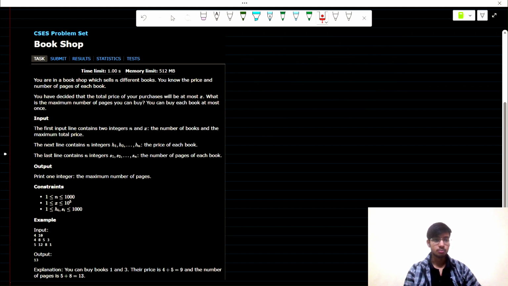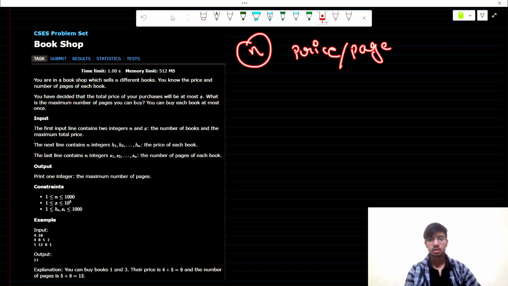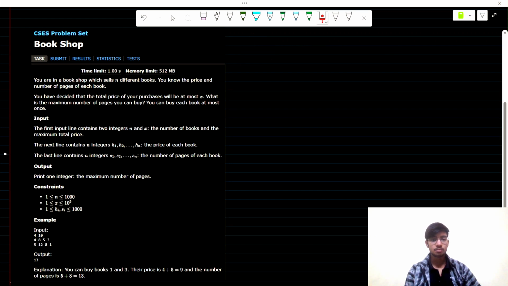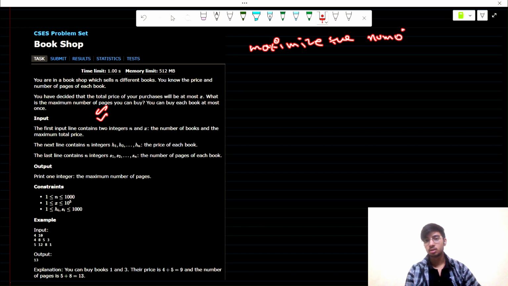You are in a bookshop which has n different books. You know the price and the number of pages of each book. You have decided that the total price you purchase will be at most X. With this budget of at most X, what is the maximum number of pages you can purchase? You have to maximize the number of pages.